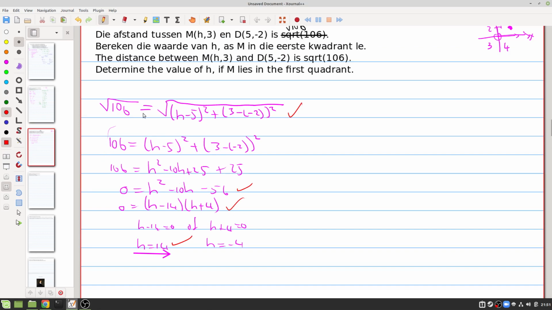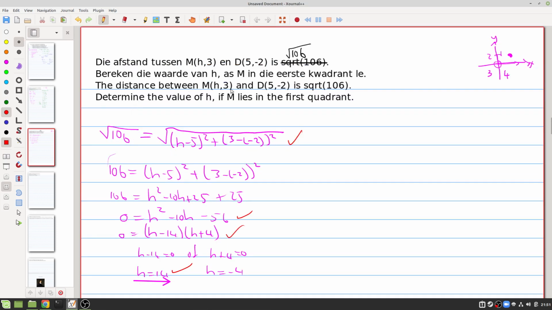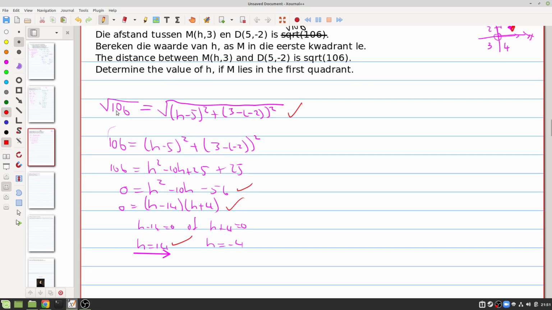Okay, in English, the distance between M and D is the square root of 106. So determine the value of H if M lies in the first quadrant. Okay, first quadrant right there. So we know the X value has to be positive in that quadrant. So we know this distance of MD, we can write like this by substituting the values in, and we know it's equal to the square root of 106. So we just set them equal, square both sides.